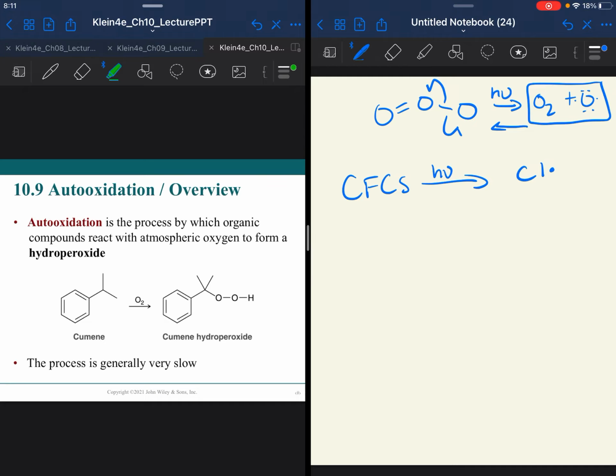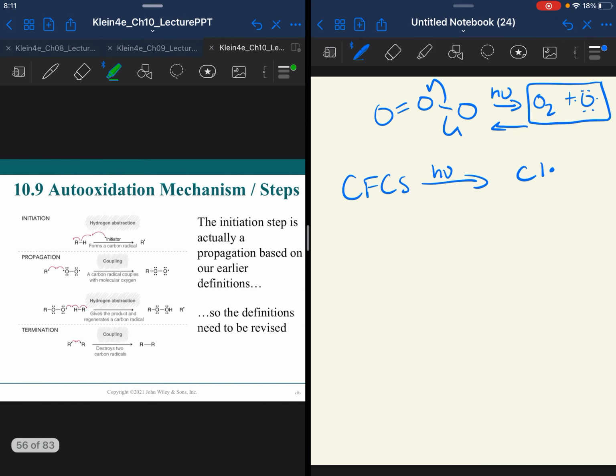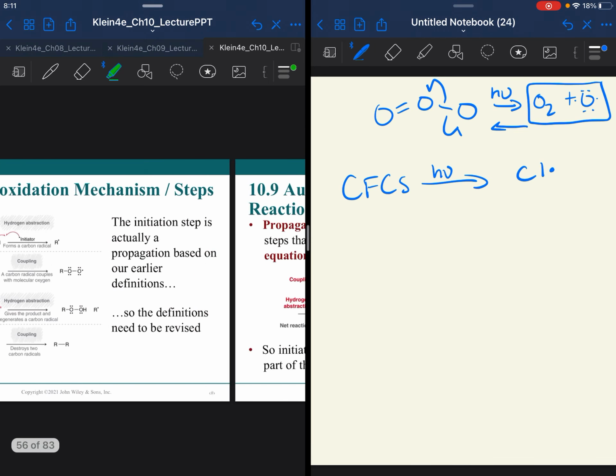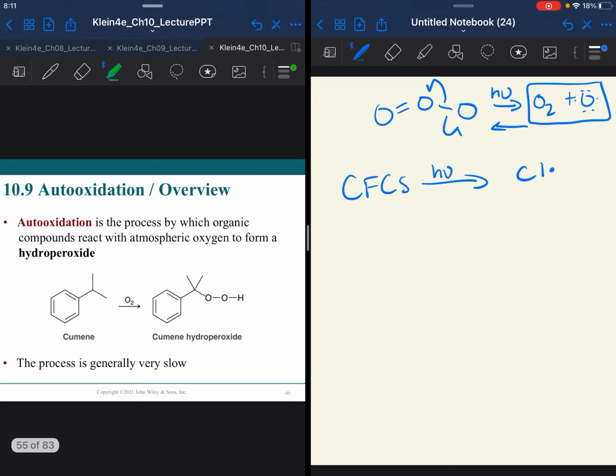And so why do we care? It's a really slow process. Well, we care because hydroperoxides can be dangerous. Hydroperoxides can be explosive. And so if something very slowly is forming peroxides, it may cause it to have a very low shelf life, right? Meaning you don't want to keep this around because it becomes dangerous over time. And so it's important to know what kind of chemicals are peroxide formers and how fast.